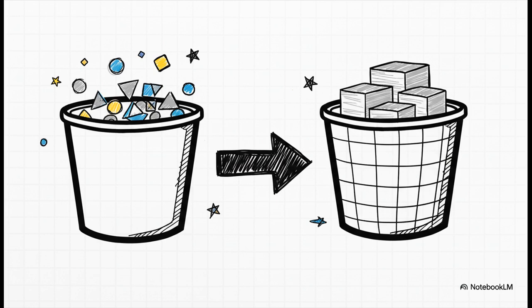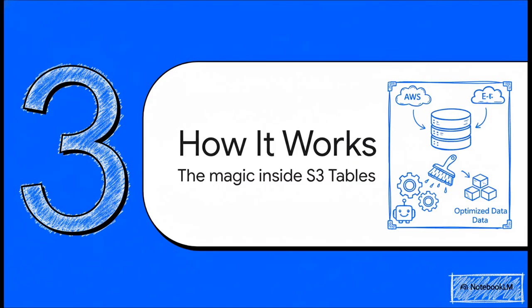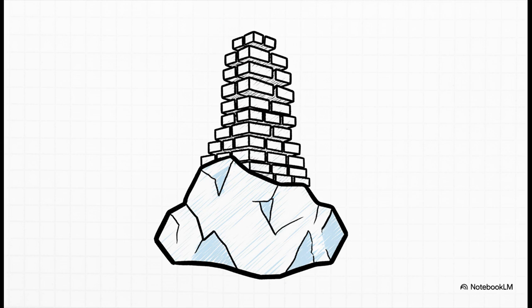Okay, so you're probably wondering, how does this magic actually work? Let's peel back the layers a bit and look at what's happening under the hood that makes this whole self-managing thing possible. It all starts with this incredible open source foundation called Apache Iceberg. Now, if you haven't heard of it, Iceberg is an open table format built for one thing, handling gigantic petabyte-scale analytic tables. And it brings some serious firepower.